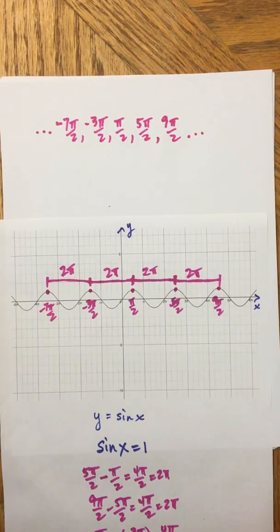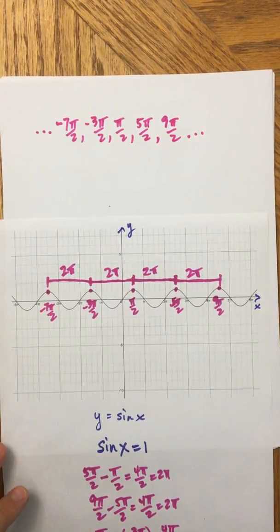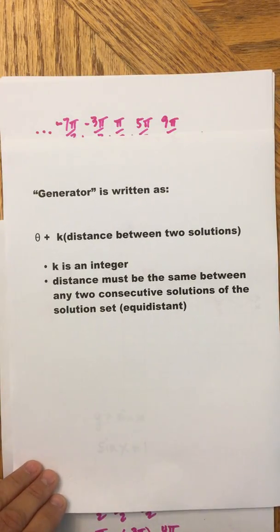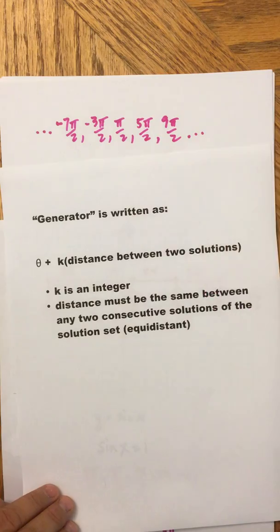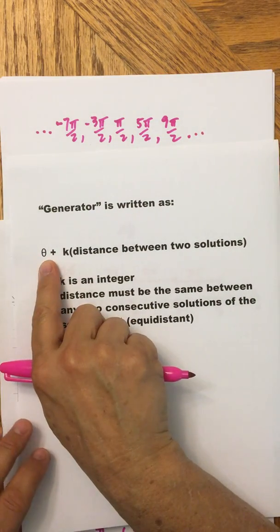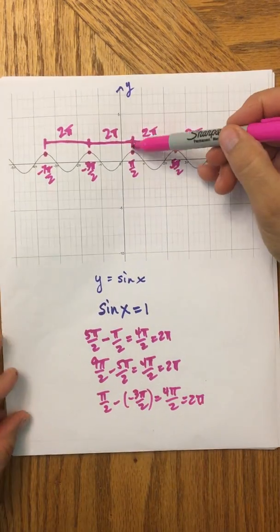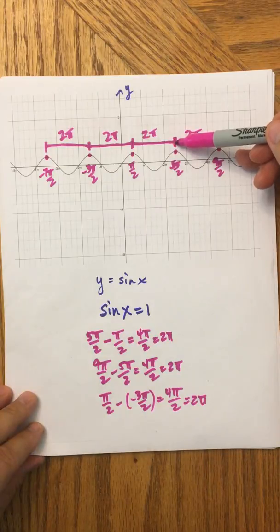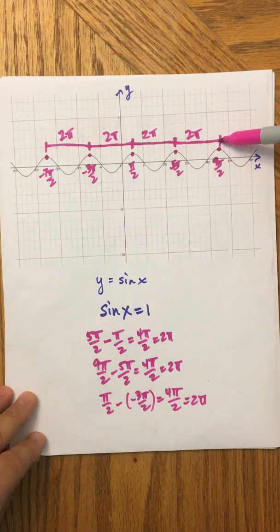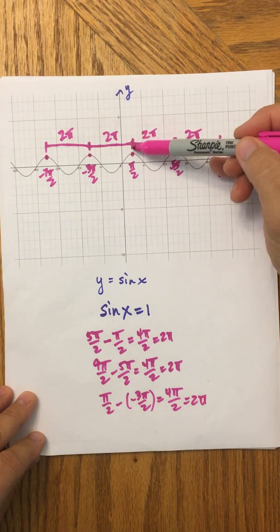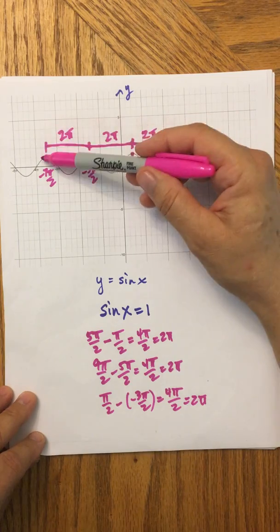But let's come up with a better way: a little formula to capture all of these forever and ever. If you start with one of the angles, how far apart are they? Looking at the graph, I started here. If I jump 2 pi ahead, I get to the next solution. If I add another 2 pi, I get to another one. If I subtract 2 pi, I get here. If I subtract 2 pi again, I get there.